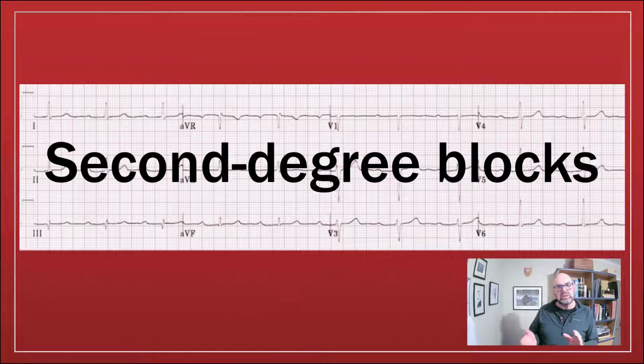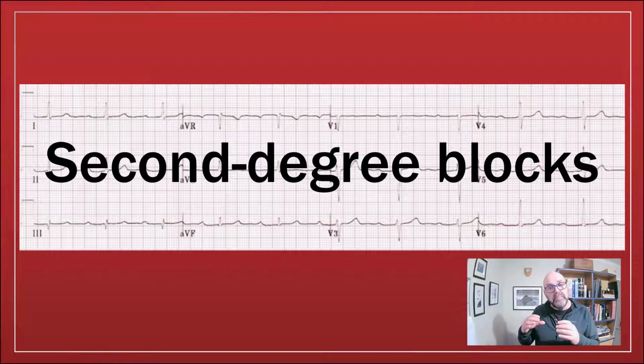So this brings us to the second-degree AV nodal block, and there are two main subtypes. Now, both are characterized by a partial blockade, or in plain language, some atrial signals are going to result in ventricular depolarization, and some will not.